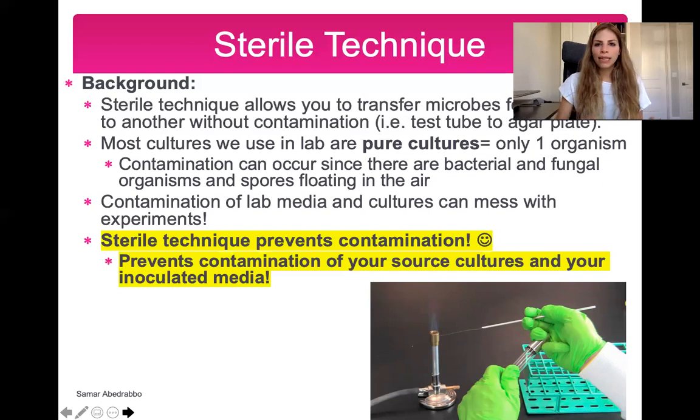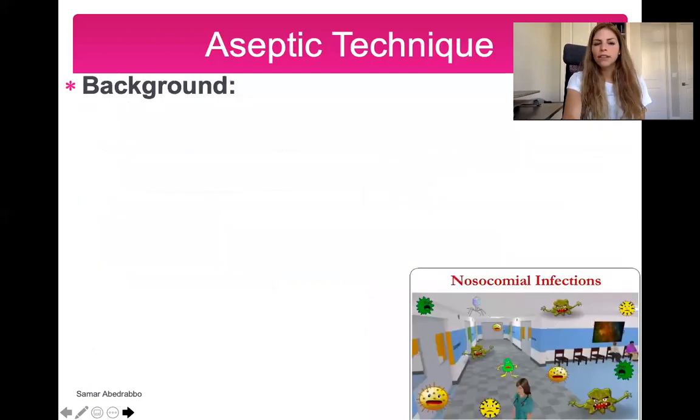For the purposes of this class, it prevents contamination of two things: your source culture, meaning the bacteria. When I say culture, you'll learn about this later, I mean the bacteria you're working with. And the media, meaning what you grow your bacteria on. So if I have E. coli bacteria and I want to grow it on an agar plate, that's my medium. I want to make sure that the bacteria does not get contaminated and my agar plate doesn't get contaminated. So that's the whole point of sterile technique. And I'll talk about what we do to use sterile technique just after a little bit more background.